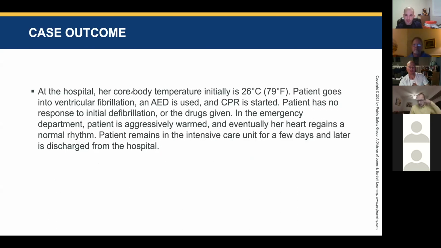All right, so at the hospital, her core body temperature is 79 degrees. What do you make of that? Ooh. Chilly. She froze. Yeah, that's super cold. She goes into VFib, an AED is used, CPR started, no response to initial defibrillation or the drugs given. In the emergency department, she's aggressively warmed and eventually her heart regains a normal rhythm. She remains in the ICU for a few days and is discharged from the hospital.